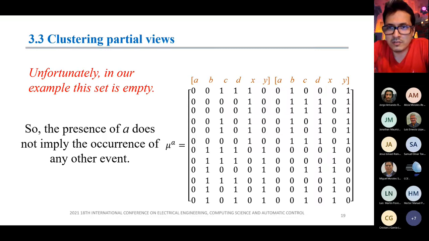However, in our example, these sets are empty. There is no column in the matrix that has only ones, so there is no dependency relationship from A which is preserved in all traces of the event log.